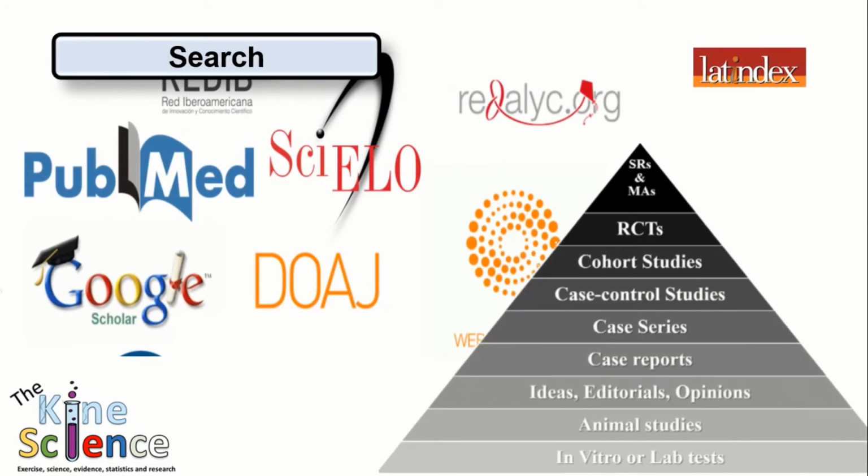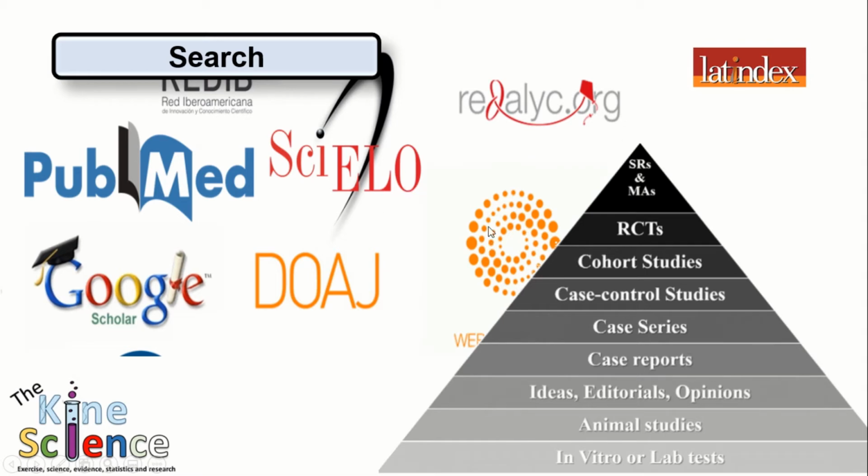So you have to put some keywords in a database. We have a lot of databases, so I highly recommend PubMed or SciELO. And you can put here, for example, some keywords and look for the best evidence. Here in this pyramid, we have the best evidence on the top. So we have the systematic review and meta-analysis and the randomized clinical trial here. Okay.